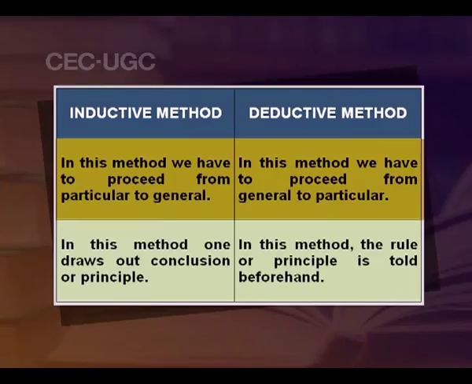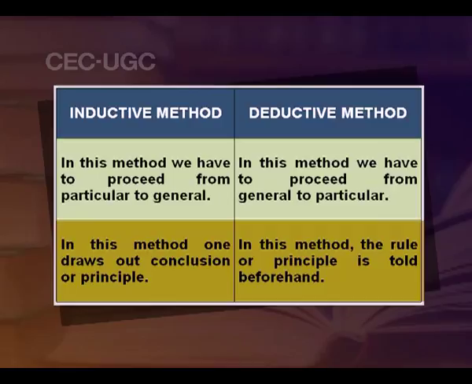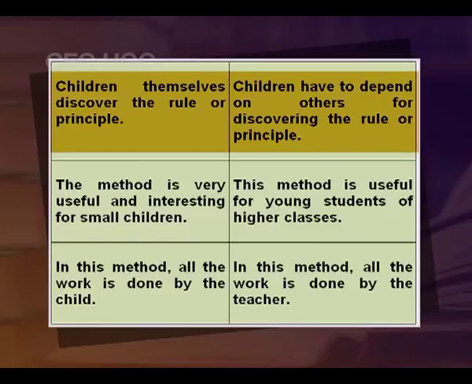Distinction between inductive method and deductive method. In the inductive method, we proceed from particular to general, whereas in the deductive method, we proceed from general to particular. In the inductive method, one draws out a conclusion or principle, whereas in the deductive method, the rule or principle is told beforehand. In the inductive method, children themselves discover the rule or principle, whereas in deduction, children have to depend on others for discovering the rule or principle.